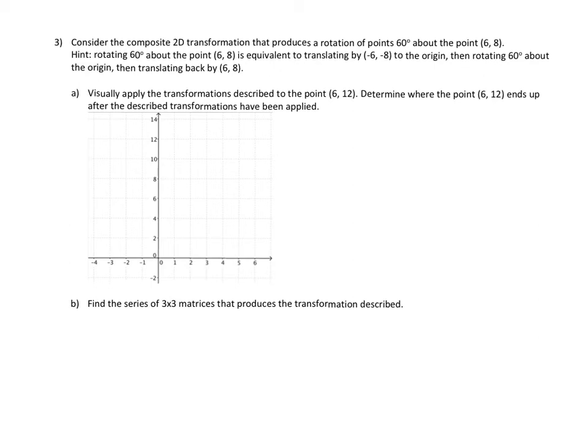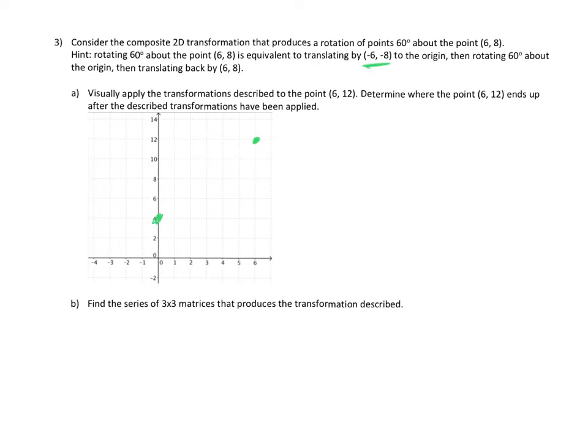So I plot 6, 12, and then it says bring it to the origin. So I need to translate by -6, -8. So I'm going to go left 6, down 8. That brings me to 0, 4, if I translate left 6, down 8.